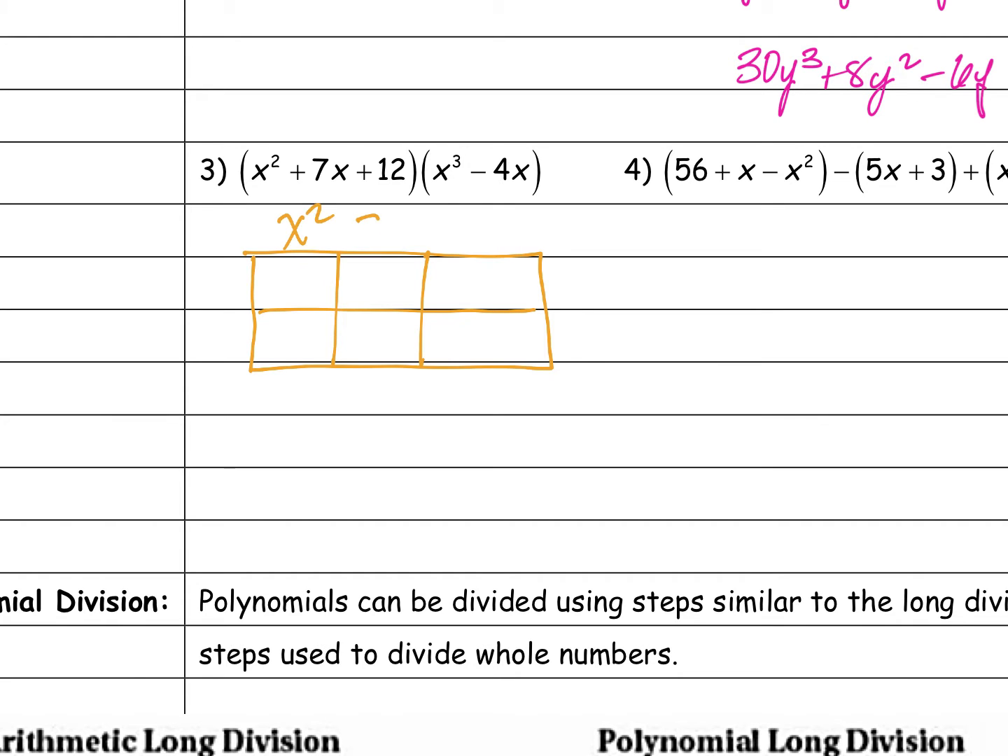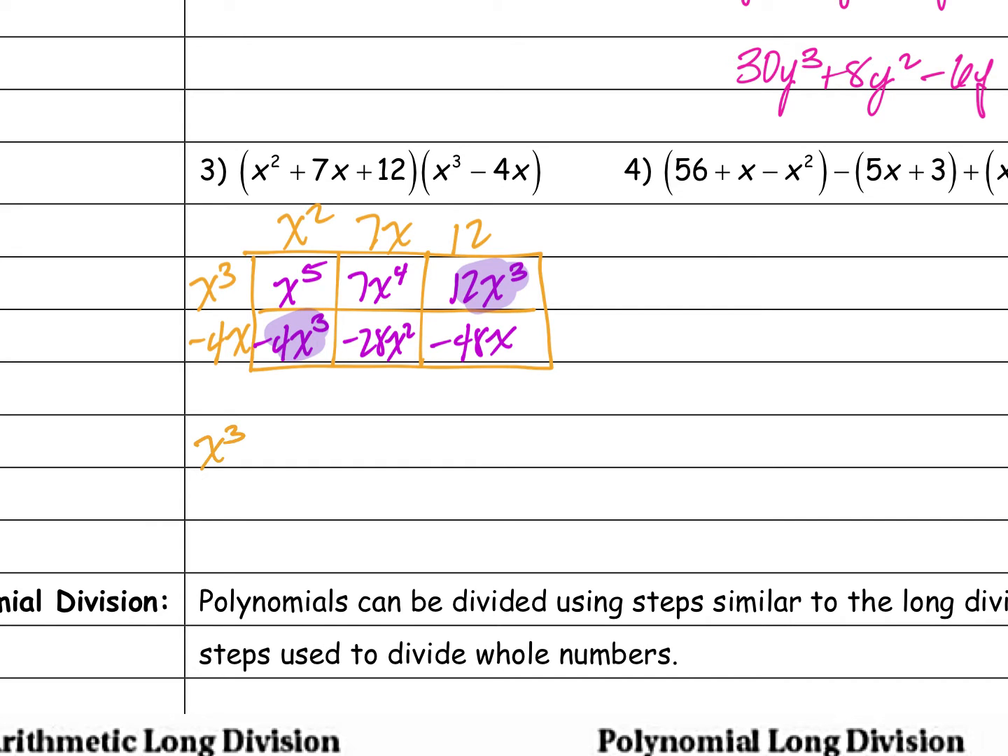Number 3, I'm going to multiply this out. X squared plus 7x plus 12 times x cubed minus 4x. So I get x to the 5th, 7x to the 4th, 12x cubed, negative 4x cubed, negative 28x squared, negative 48x. My like terms are here and here. So my answer should be x cubed.